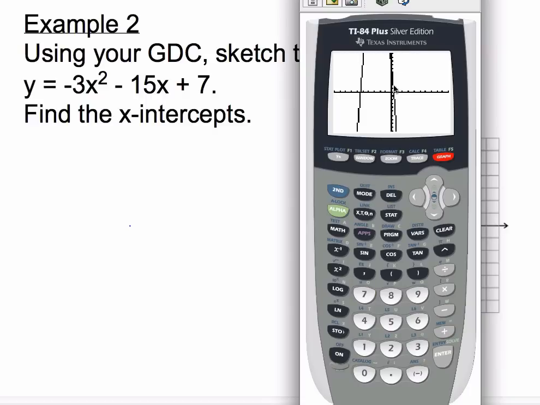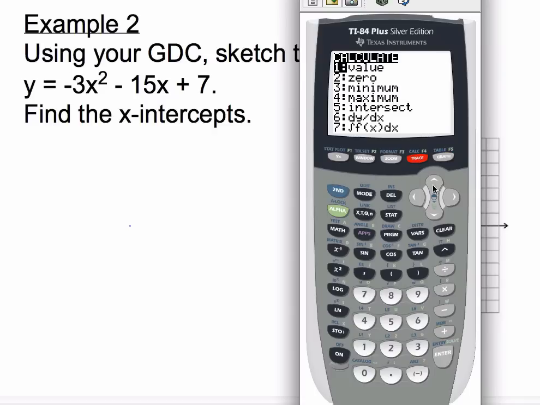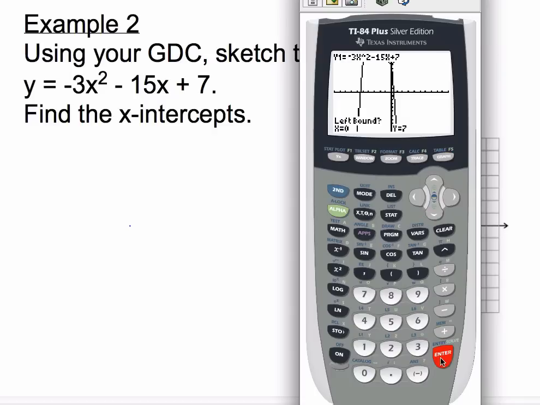And we can't see the vertex or anything there, but we don't need to. We can see both x-intercepts. And it looks like they're not going to be whole numbers, so this would be very hard to do by hand. We're going to go to second function, calc, and go to 0. And okay, let's get this x-intercept first. The cursor is to the left of it, so I'm going to press enter. Now I'm going to go to the right of it.